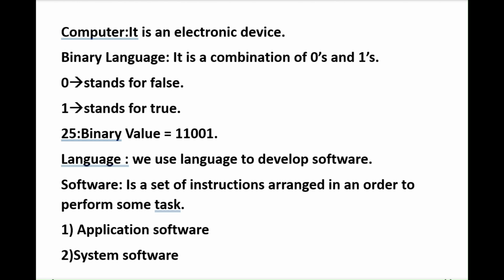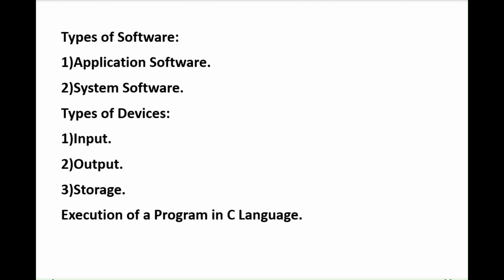In the last video, we discussed what is a computer and what is the language that computer can understand and how to find a binary value of any number and what for we use language, what is a software and what are the types of software. If you have not seen that video, the link will be provided in the description. Please go and check it out.